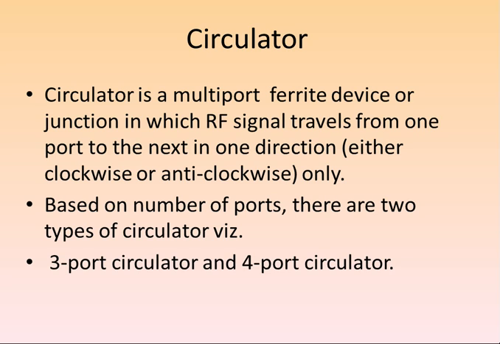Circulator is a multi-port ferrite device or a junction in which RF signal travels from one port to the next in one direction. So it's a ferrite device, that means it is based upon Faraday's rotation. It is a junction, so it will redistribute the microwave signal in only one direction. It won't allow any signal in a reverse direction.